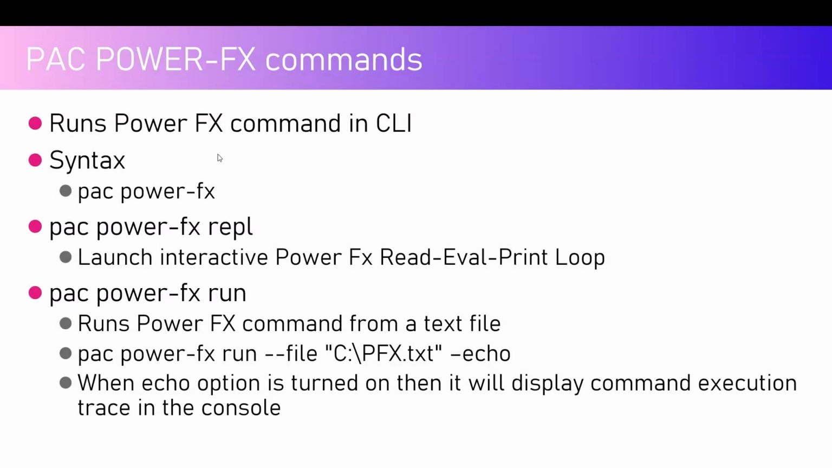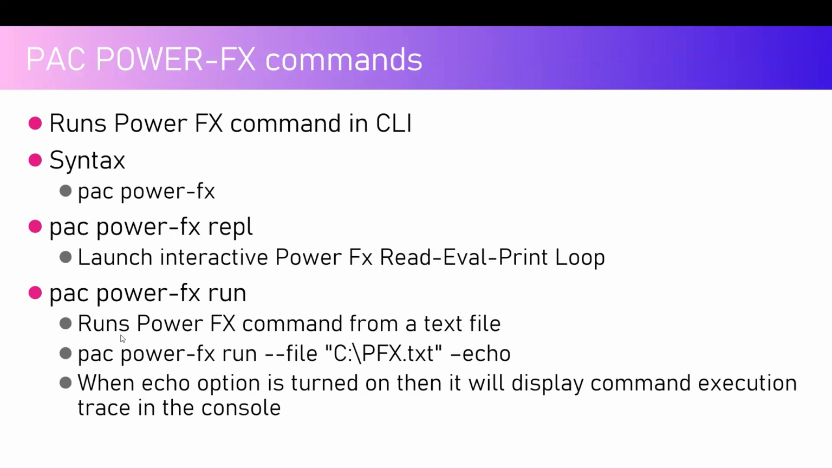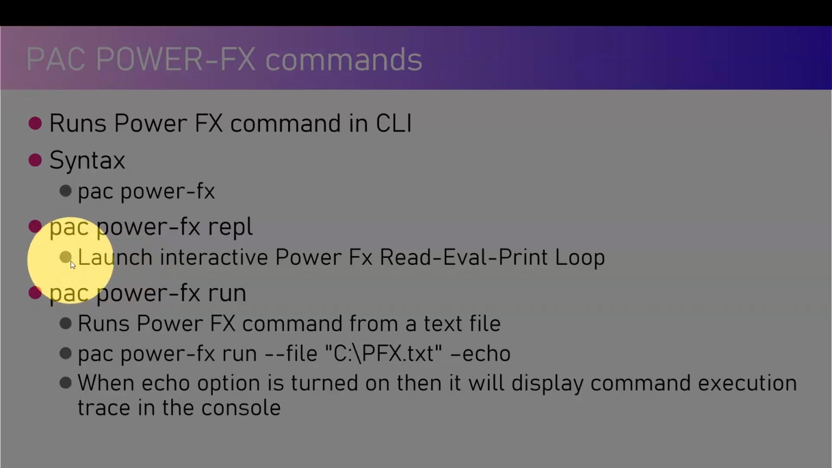The syntax for it is pac powerfx. There are two types of command: pac powerfx repl and pac powerfx run. The second one, pac powerfx run, allows you to run a PowerFX command file from a text file. If you provide a file path to a text file containing the PowerFX commands, then you can run them using this command line. When the echo option is turned on, it will display the command execution trace in the console, which helps you ascertain that the command has really executed and the output is being rendered on the screen.